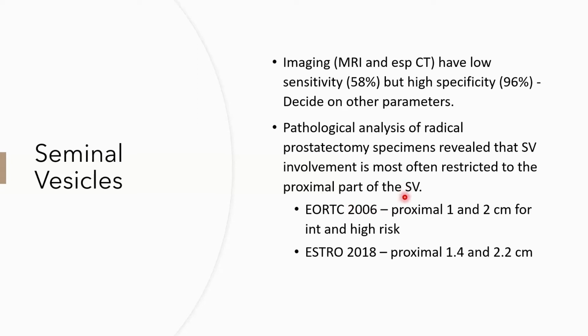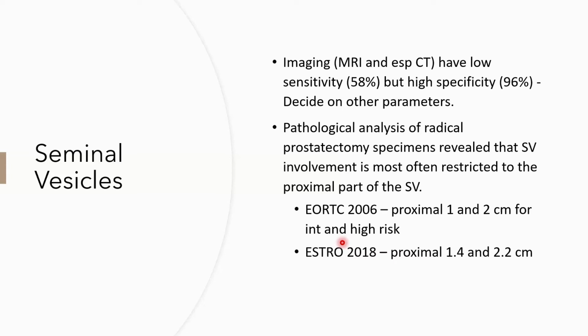Now, invasion of the seminal vesicles with cancer, when we look at it on the MRI, has a very high specificity, but its sensitivity is not so high. Which means that there will be cancers where the seminal vesicles look perfectly normal. In about 40% of the cancers where seminal vesicles are involved, the MRI may not be able to pick it up. But if the MRI picks it up, it generally means that the seminal vesicles are involved.